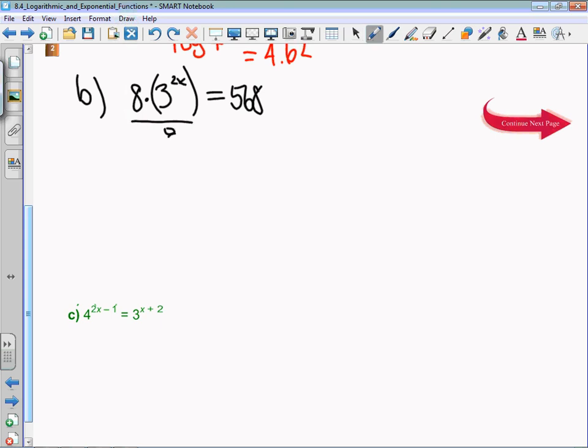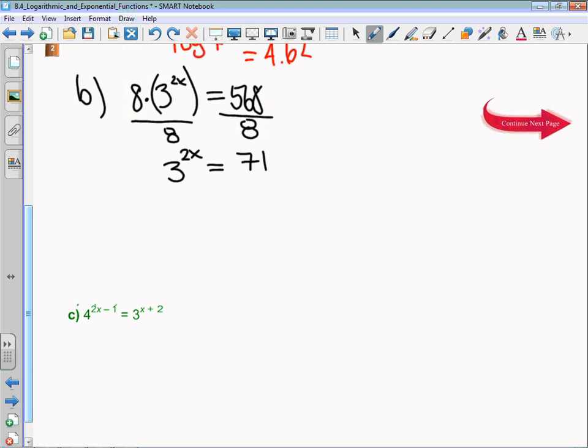Now, one of the reasons why I like to do that is 568 is a multiple of 8, which is sometimes difficult to see. But what I end up getting then is that 3 to the power of 2x is equal to 71. I have no idea what exponent I would put on 3 to get 71. I know it's in between 3 and 4, but that's not useful. So we are going to continue to exploit that log form because it does allow us to solve for when the variable's in the exponent.